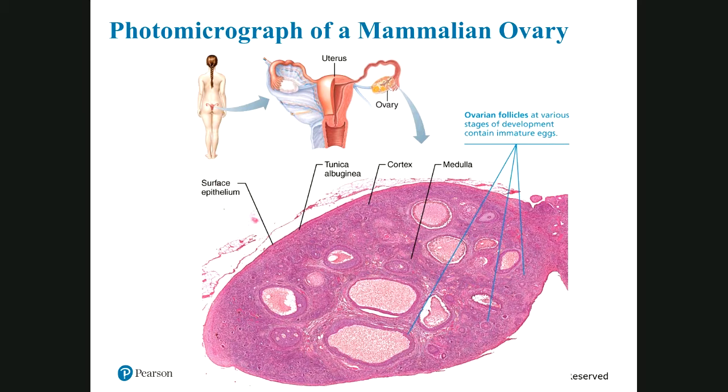Those ovarian follicles contain immature eggs. They contain the oocytes, immature eggs encased by one or more layers at very different stages. Each month, the follicle ripens and ejects the oocyte in the event that we call ovulation.